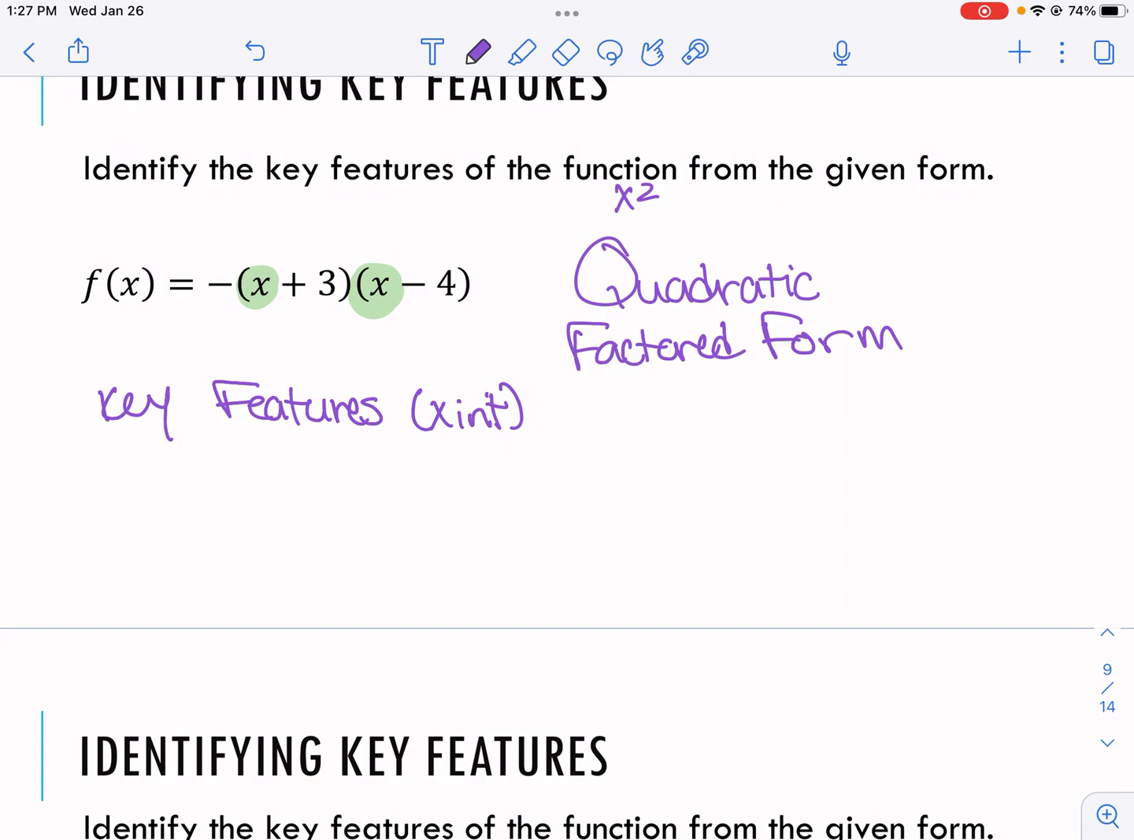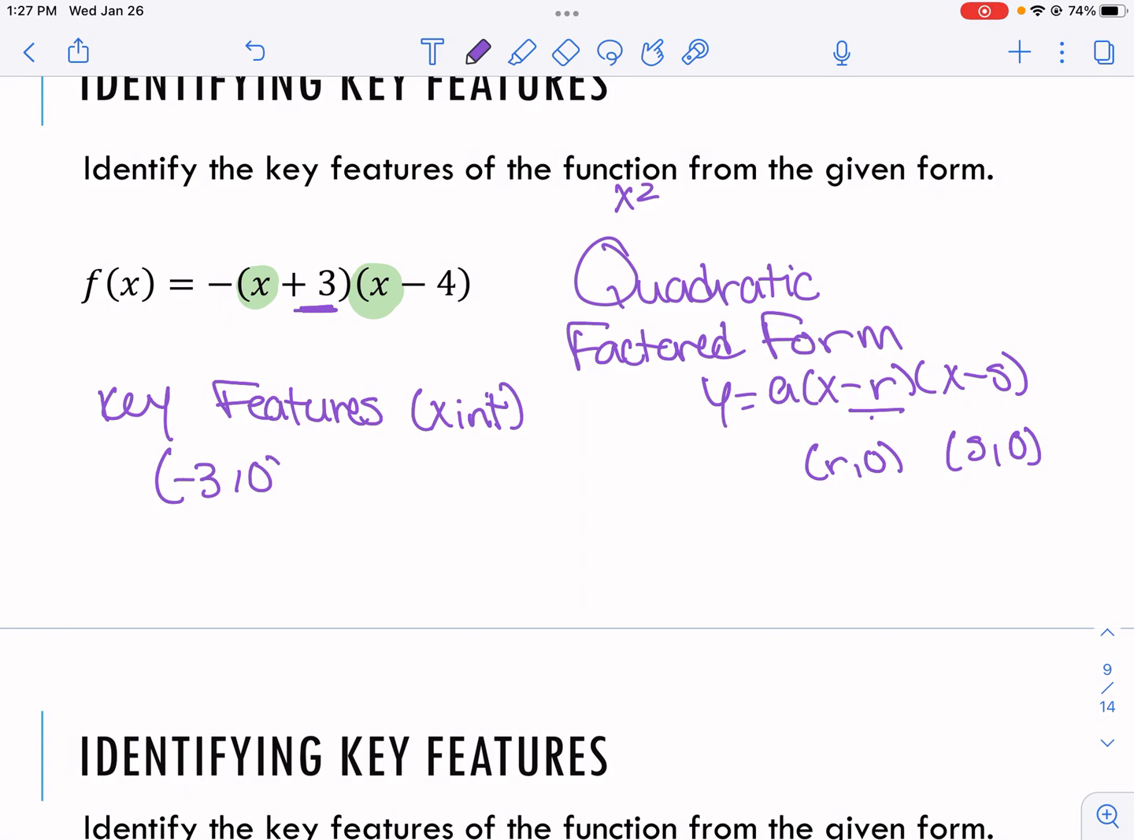And our x-intercepts are, well, here I look. If we go back, I'm going to write here factored form. We said, if you notice, it's minus r, yet when I wrote the x-intercepts, it became a positive r. So when numbers are inside of the parentheses, they change signs. So instead of it being positive 3, it's going to be negative 3. And then our other one, instead of being negative 4, it's going to be positive 4. So those are our key features here.